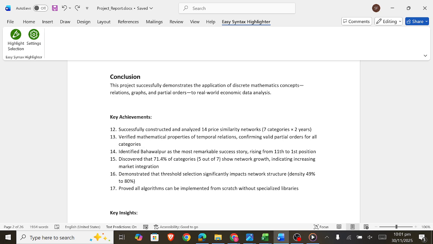So yes, we implemented all algorithms from scratch, generated about 95 visualizations and 139 data files, demonstrating deep understanding of discrete mathematics concepts. Now move on to Zahid. This project shows how discrete mathematics, relations, graphs, and partial orders provide powerful tools for understanding real-world economic phenomena as well. That's all from our side.